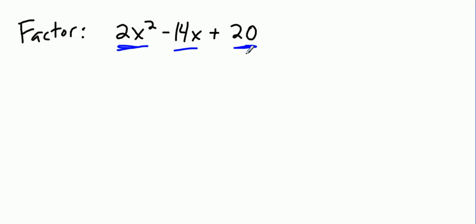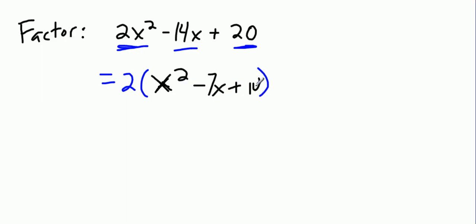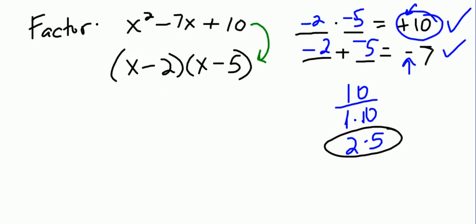And if you look at these three terms, remember when you're looking for a greatest common factor, it could be a number, a coefficient, or it could be a variable. In this case, the greatest common factor is 2. All three of these terms have a 2. So if we factor the 2 out, we're going to get left with an x squared minus 7x plus 10. Notice that what's in the parentheses, x squared minus 7x plus 10, is the problem we just did right here.